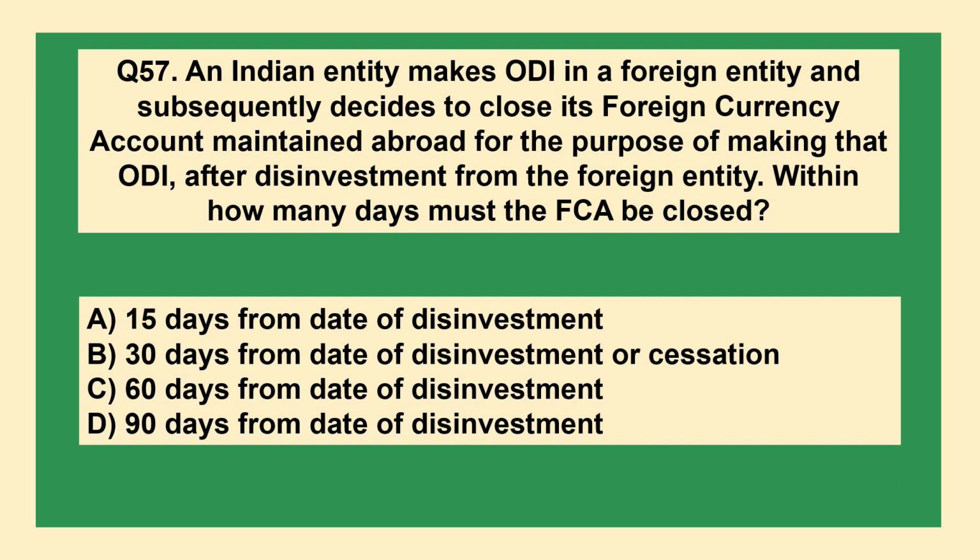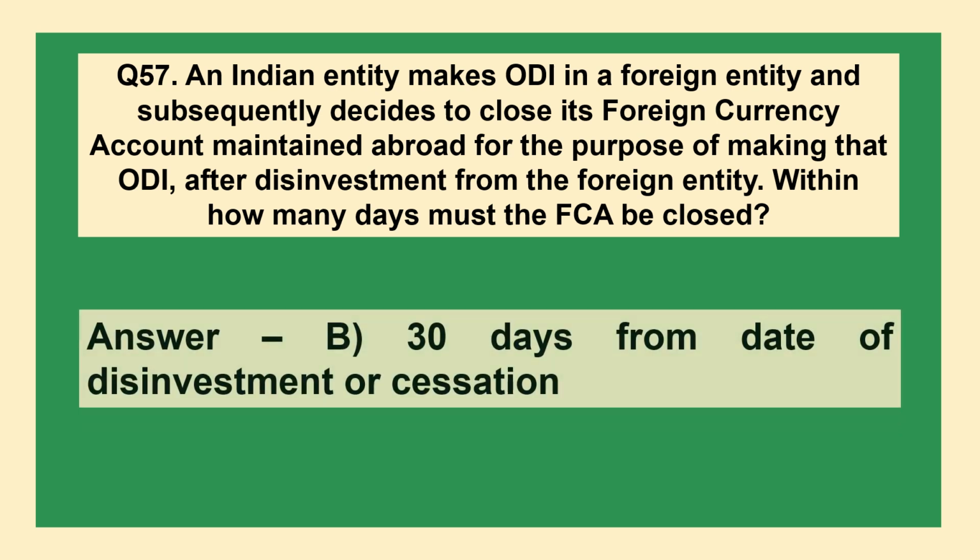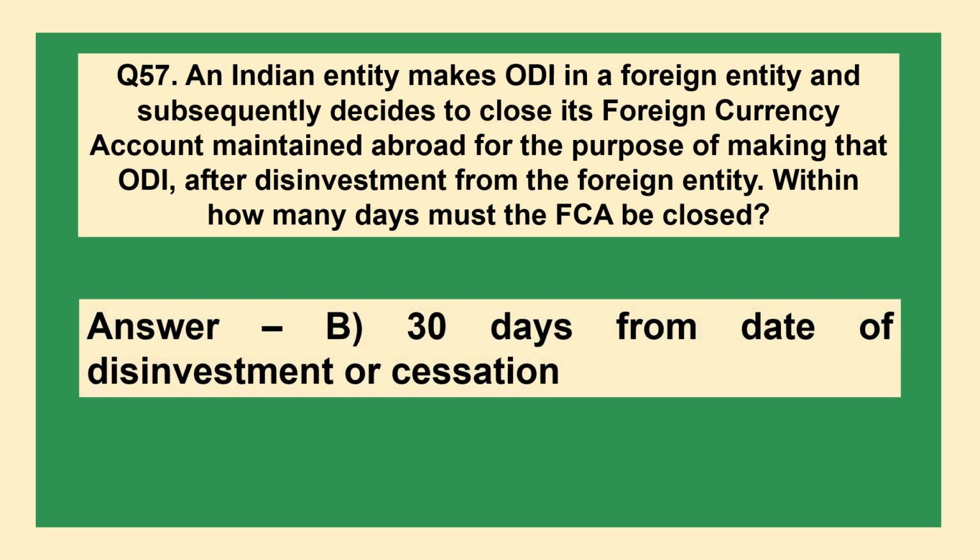An Indian entity makes ODI in a foreign entity and subsequently decides to close its foreign currency account maintained abroad for the purpose of making that ODI after disinvestment from the foreign entity. Within how many days must the FCA be closed? A. 15 days from date of disinvestment. B. 30 days from the date of disinvestment or cessation. C. 60 days from the date of disinvestment. D. 90 days from the date of disinvestment. The answer is option B, 30 days from the date of disinvestment or cessation.